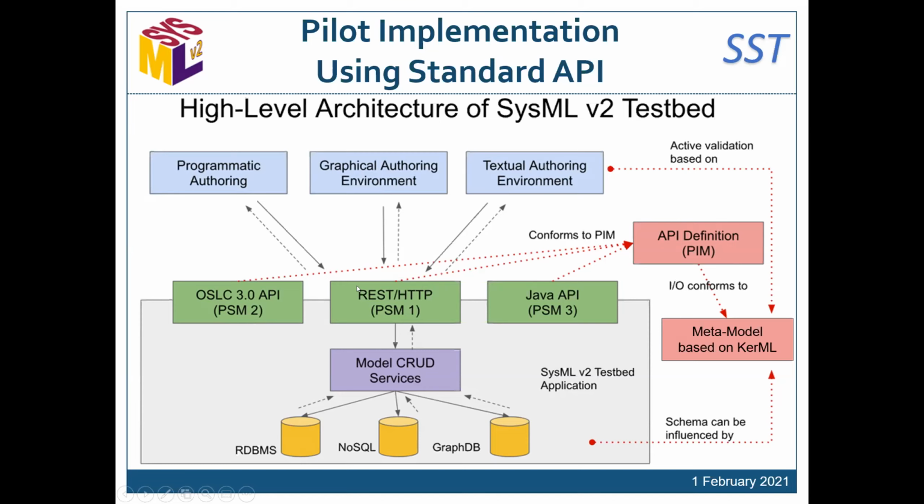So the SysML v2 submission team is working on these two. There's a REST over HTTP binding of the PIM. There's also an OSLC 3.0 based binding of that PIM, which we call the PSM. So those are the two that we are working on as part of the submission. That will also become part of the official OMG spec. So both the PIM and the two PSMs would be part of the official OMG spec. A tool provider would then take the definitions of the PSM and provide an implementation of that.